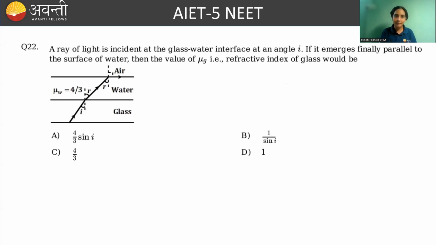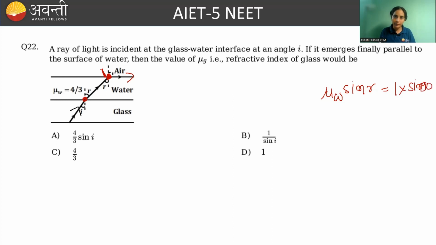A ray of light is incident at the glass-water interface at an angle i. If it emerges finally parallel to the surface of water, then the value of μg will be what? We have to calculate μg. Light is moving from here and finally it is going like this. If we apply Snell's law at the first surface, at point 1, then μw sin r will be equal to μair, that is 1, into sin 90.